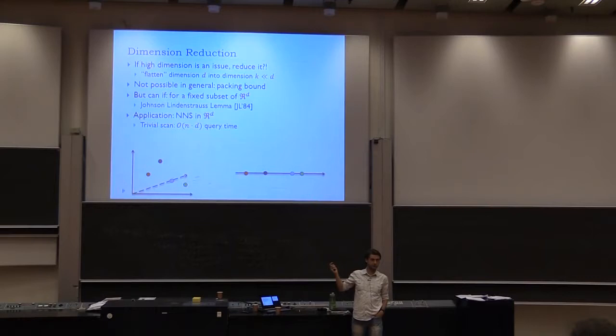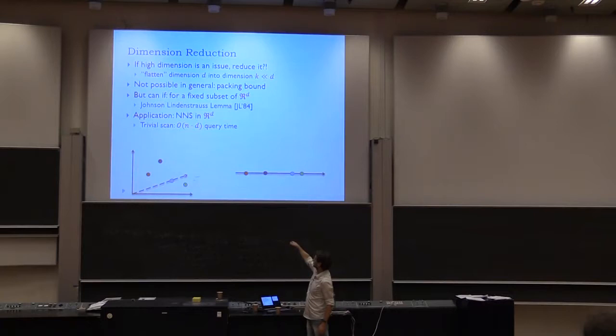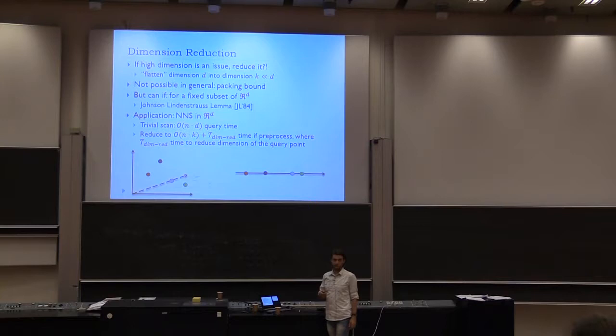So as I mentioned, one of the only really practical algorithms for exact nearest neighbor search is to not do anything and just do a trivial scan. A trivial scan of all the points will take query time n times the dimension, because for each point in the data set we compute the distance. Computing the Euclidean distance takes time order d. And if we have such a dimension reduction into a much smaller dimension k, we can reduce the query time to something like order of n times k plus the time to do the dimension reduction for our query point.